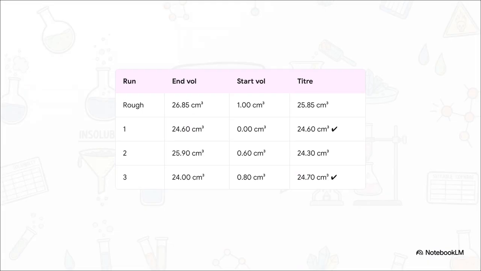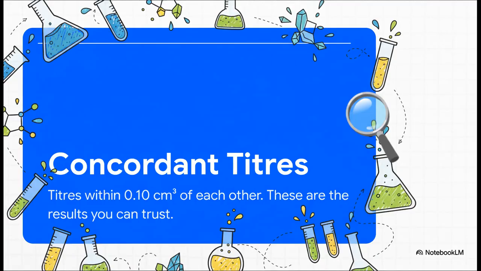And your results table might look something like this. You record your start and end volumes from the burette for each try. The titer is just the difference, the actual volume of acid you added. You can see here that runs 1 and 3 are really, really close to each other, so they get a check mark. Those results with the check marks, that's what we call concordant. They're the reliable measurements, the ones that agree with each other.